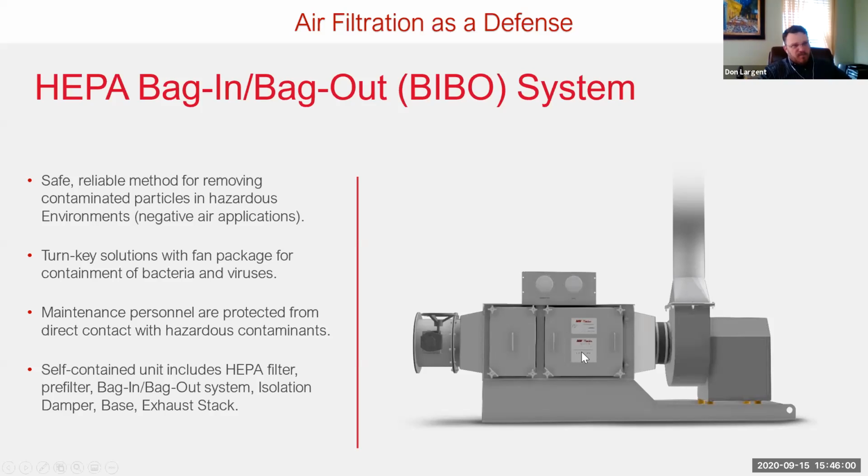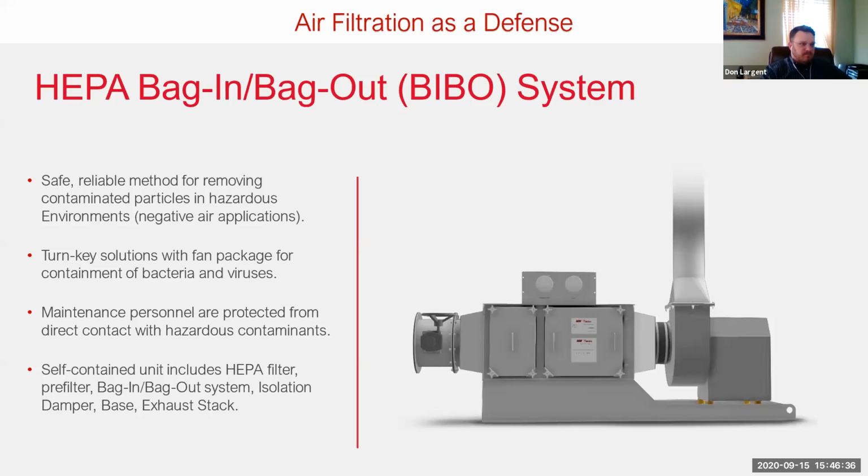This one has a pre-filter and a HEPA filter, but there's a bagging ring and a bag just underneath these doors, which creates a physical barrier between the environment and the person that's servicing the unit and the inside of the unit. So anything that's inside the unit stays contained. You replace the bag. There's a method to do that to minimize any potential exposure, and ergo keep anything within the potentially contaminated system contained from being exposed to the environment or the person servicing the equipment.